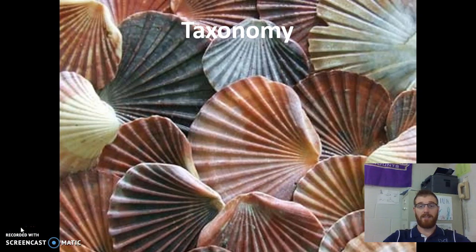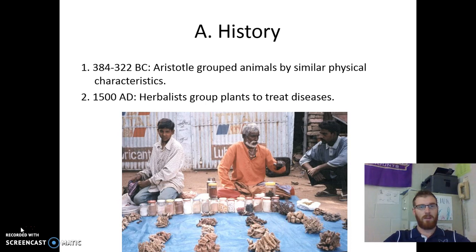Hey guys, I want to go over taxonomy in this module. So a little bit of history about it. In 384 to 322 BC, Aristotle grouped animals by similar physical characteristics. If you remember back to the history of marine ecology, I mentioned that Aristotle is the father of modern taxonomy. And in 1500 AD, herbalists grouped plants in order to treat diseases.